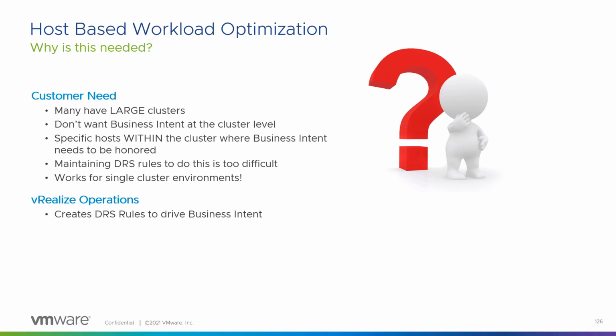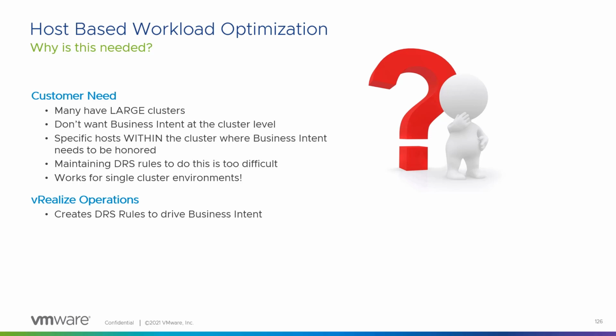The other thing they were talking about was, I could do it with DRS, I guess, but it's kind of a lot to constantly be updating the host groups, the VM groups, the affinity rules, et cetera, et cetera. So they wanted a more automated way to do this. And that's really where vRealize Operations host-based workload optimization came about. It's really about vROps still honoring and doing all of the cross-cluster work, but also working together in coordination with DRS to teach DRS the business intent that the customer has set easily inside of vRealize Operations.